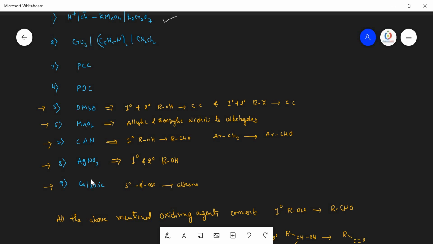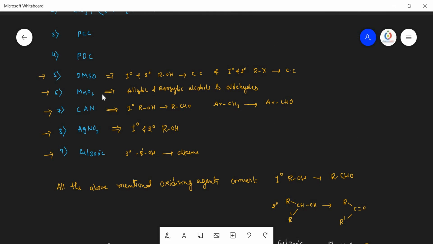Secondary alcohols always will give ketones with any of these oxidizing agents, and within these, the specialty is there with some oxidizing agents like dimethyl sulfoxide, which converts the primary alcohols to the aldehydes, secondary alcohols to the ketones, and it even oxidizes the primary alkyl halides to the aldehydes, secondary alkyl halides to the ketones.